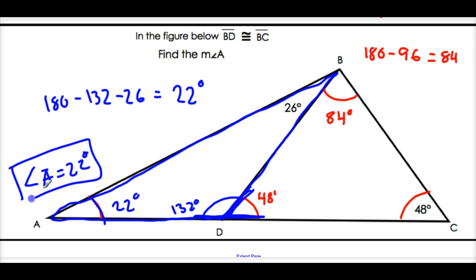So just remember, whenever you see an isosceles triangle, all you have to know is that the congruent sides are opposite the congruent angles, and the congruent angles are opposite the congruent sides. Draw your arrows, see what's congruent in the triangle, and you're good to go.